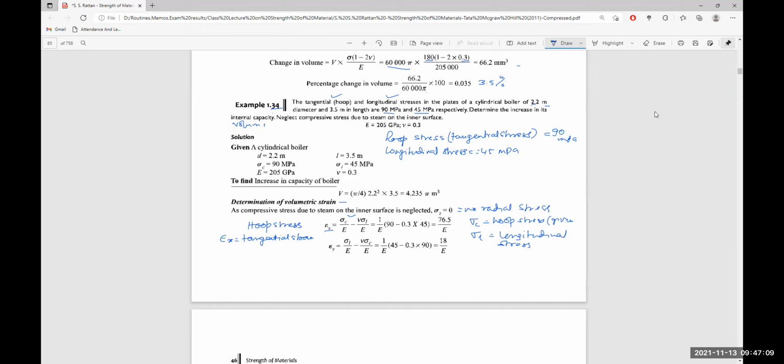We put in the value 1 by E, 90 is given as the value of sigma c, multiplied by 0.3, which is the Poisson's ratio nu, multiplied by 45, which is the value of the longitudinal stress sigma. After simplification, we will have 76.5 divided by E as the value of the tangential or hoop strain.